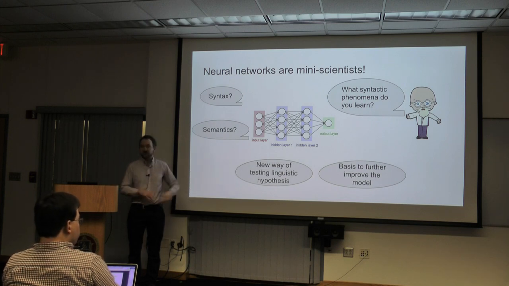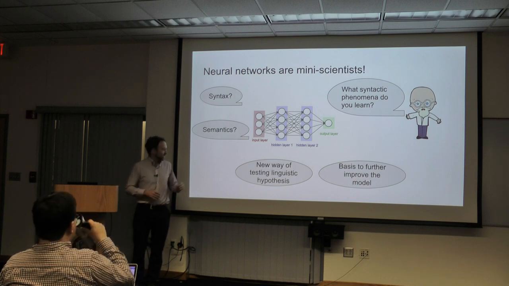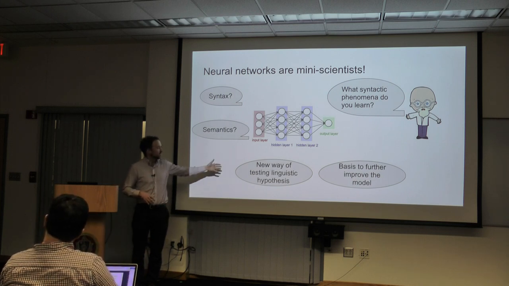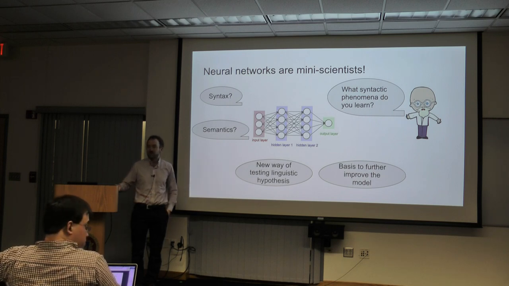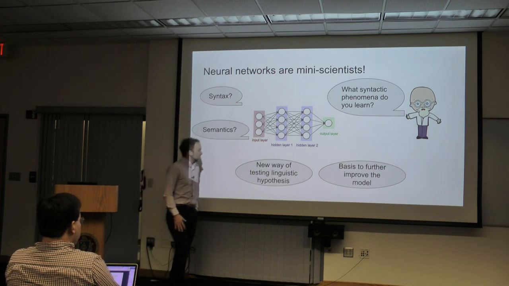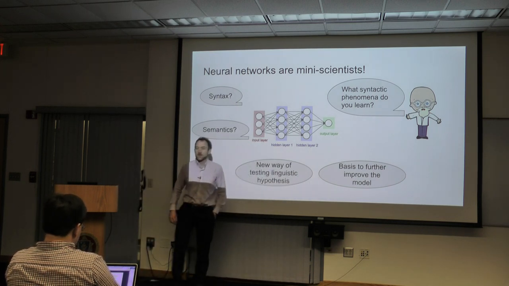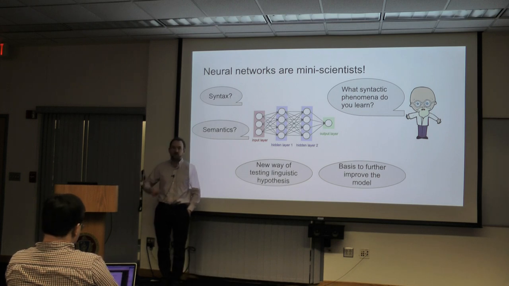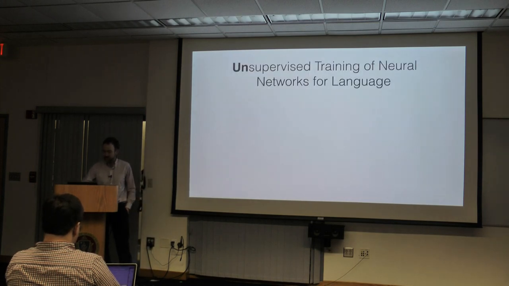Linguistics is far from solved, and there are all these conflicting theories about how language works. Because of this, if we could take a neural network and ask it what it thought about language, it might help us resolve this. Also, on a more practical level, this gives us a basis to further improve the model. If we understand why it's doing things well, and why it's making mistakes, then we can focus on things that would help improve it as well.